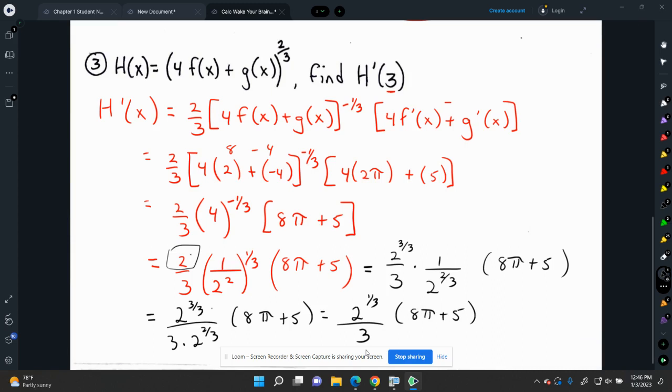Where's 3/3 coming from? This is just 2, and 2 to the first, I can write it as 3/3 because I have to subtract those exponents. So I want a common denominator. Okay. So that's our final answer.